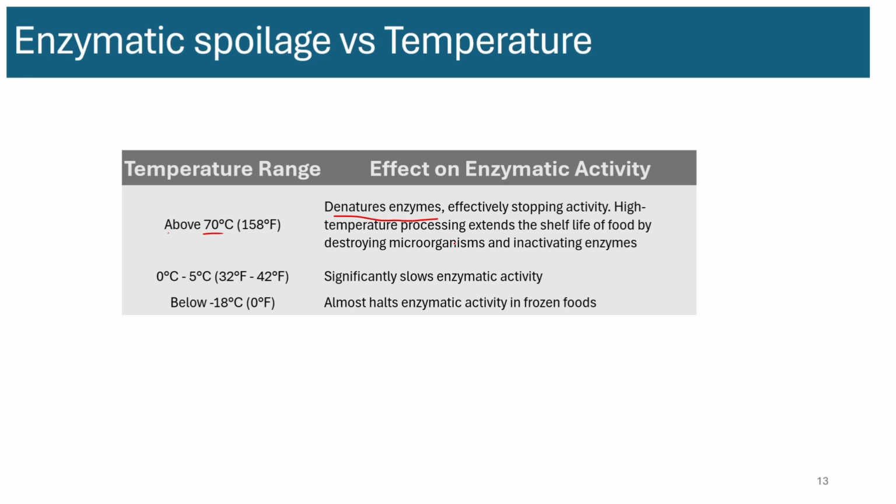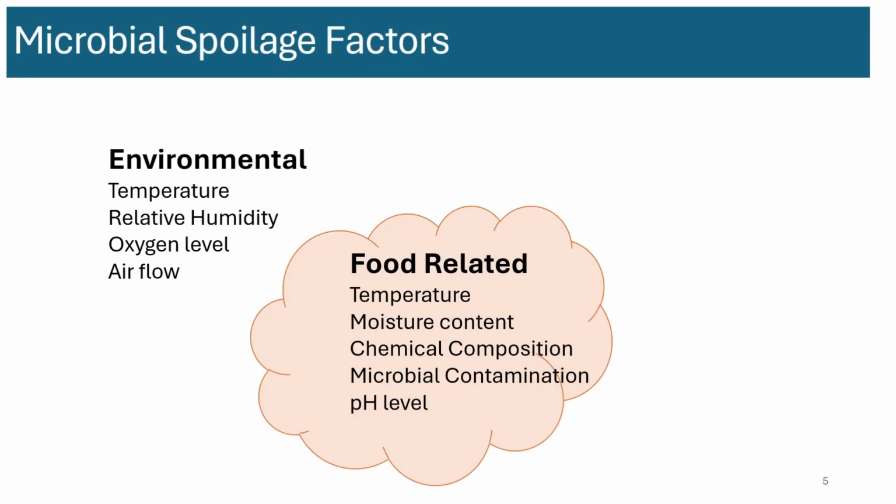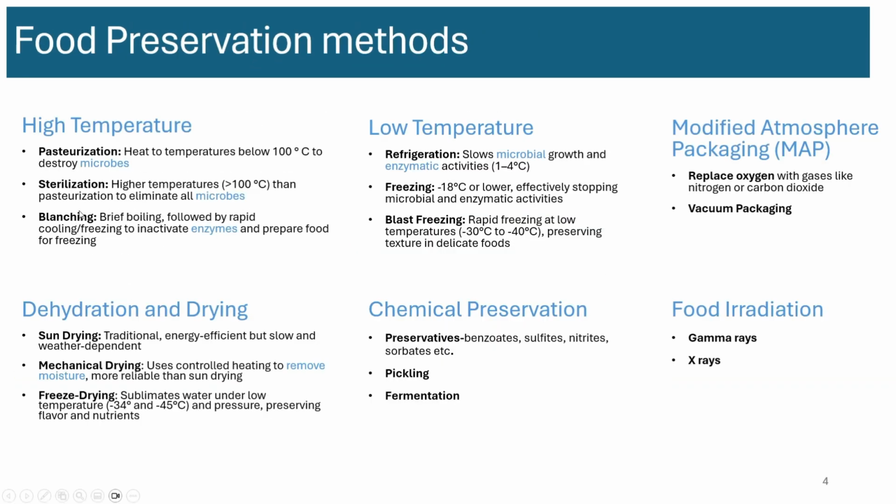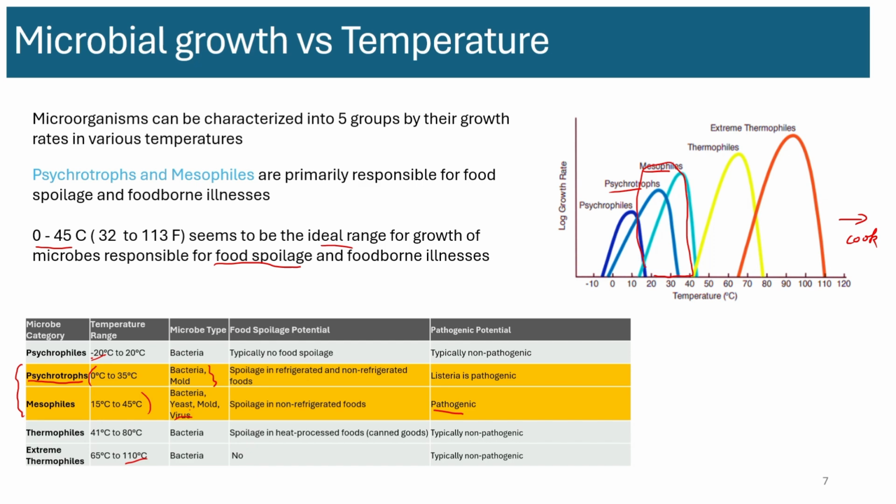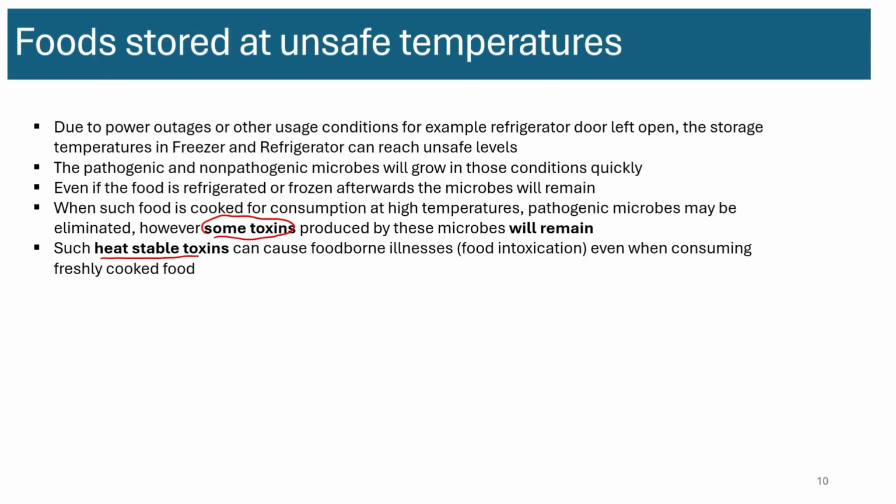So high temperature food processing, if you remember a few slides back, and any of these processes here: pasteurization, sterilization, blanching, all of these high temperature processes will kill or denature the enzymes. So when you look at canned food, there's no way there will be enzymatic spoilage in canned food because of the high temperatures involved in the canning process.